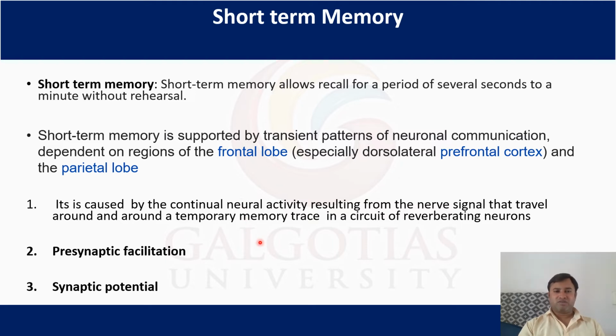Generally, three hypotheses were given to explain short-term memory. First, it is caused by continuous neural activity resulting from nerve signals that travel around and around a temporary memory trace in a circuit of reverberating neurons. That means there is some pattern included in short-term memory. Another hypothesis is that presynaptic facilitation occurs in short-term memory, while synaptic potentiation is also explained in the case of short-term memory.